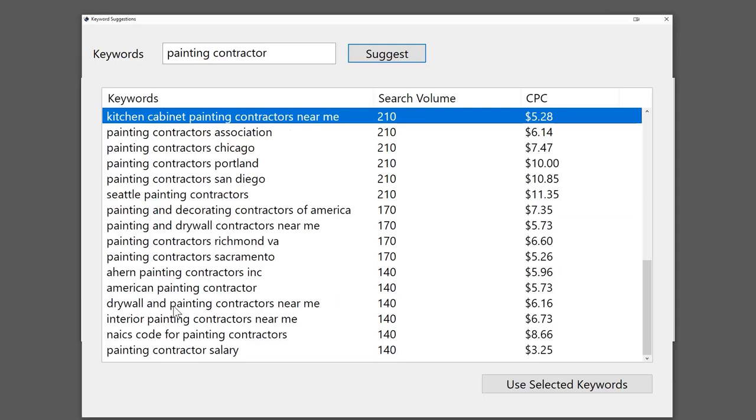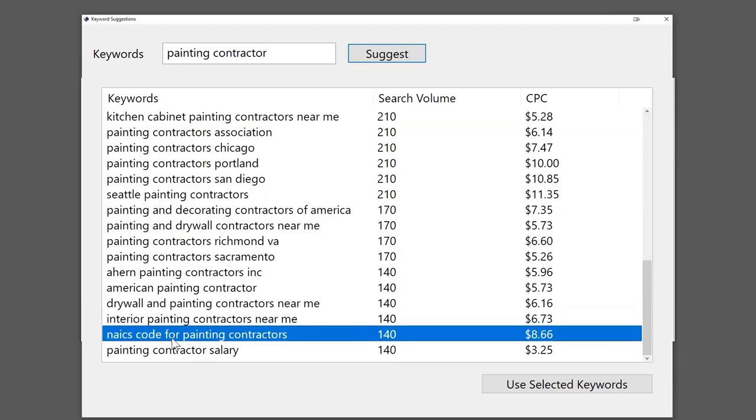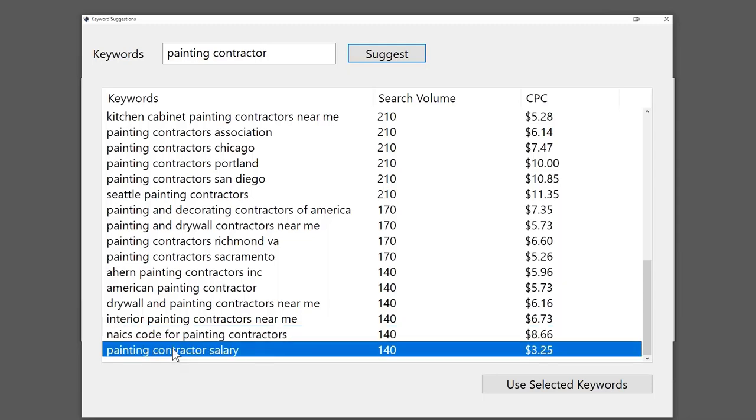Let's have a look. Interior painting. I don't know what the NAICS code is. I could look it up, but presumably, if you know something about painting contractors, because that's your topic, you might know what that is. And then painting contractor salary. That's an odd one, isn't it?